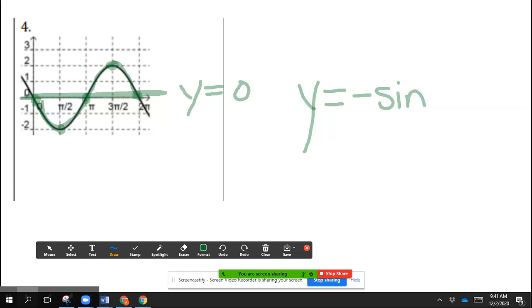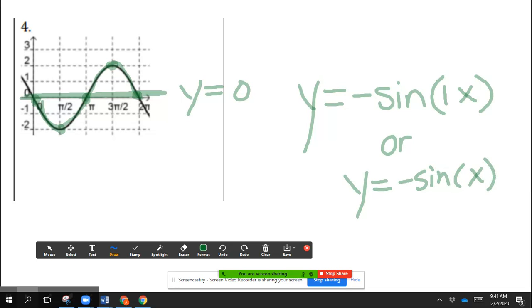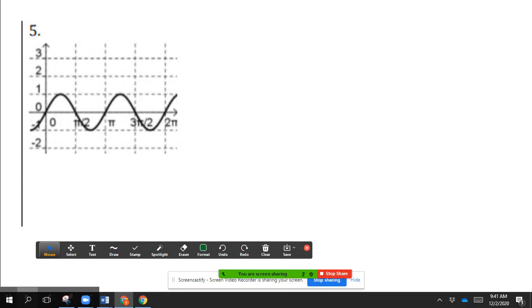There's only one cycle from 0 to 2 pi, only one cyclic pattern. So 1 would be our frequency because the period is 2 pi. Okay, 1x, or just y equals negative sine x. You don't really have to put that 1 there. It's an understood one. Okay, let's keep going.